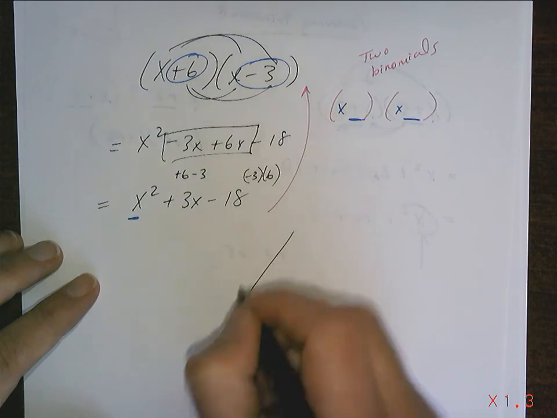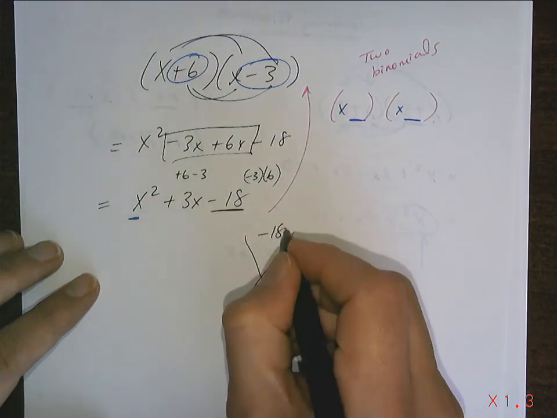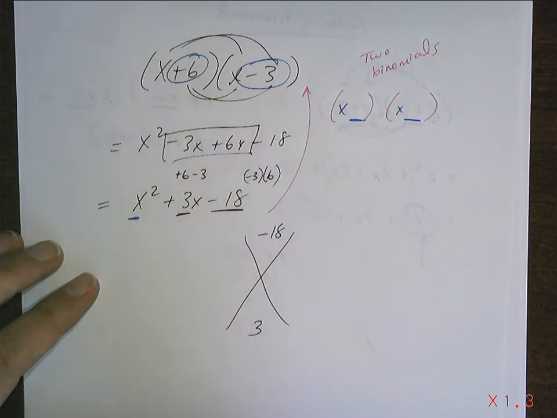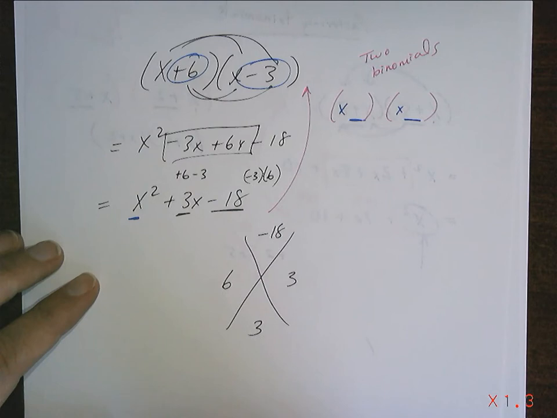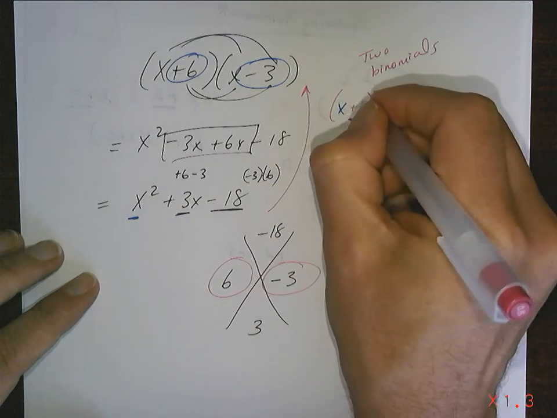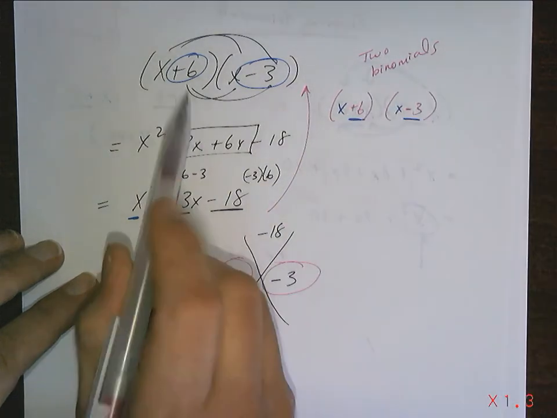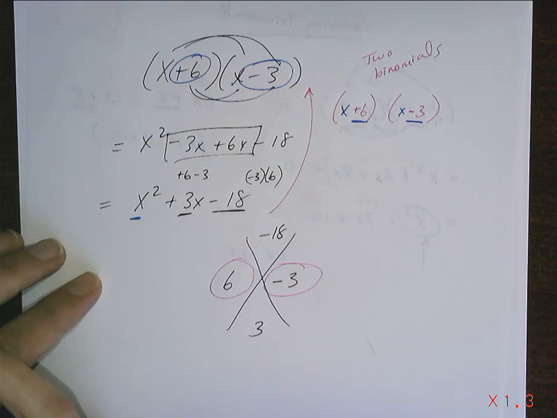So if I was to set up my chart and look for two numbers that multiply to give negative 18, but add to give 3, I would get positive 6 and negative 3. See these two numbers? Plus 6. Negative 3. Is that the same as what I had up here? So that's how we factor a trinomial.